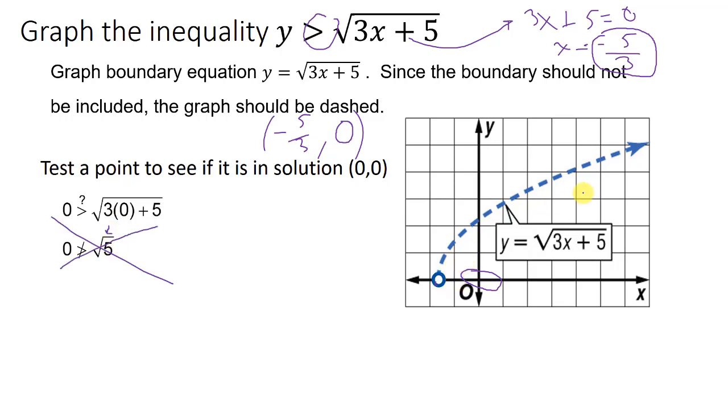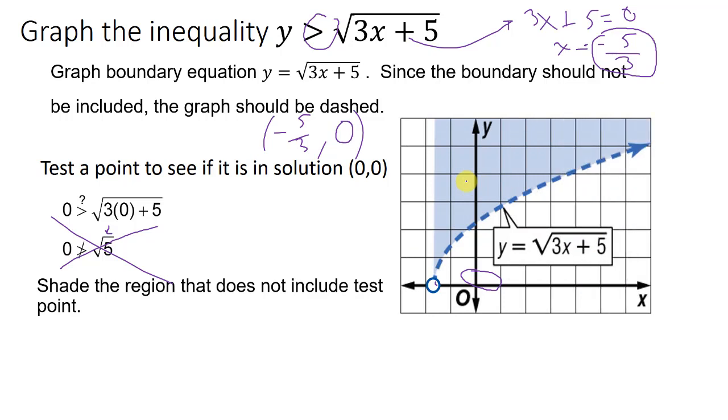What that means is, instead of shading this lower region, I'm going to shade the upper region. So we'll shade the region that does not include the test point. Now notice, this region starts at -5/3 for x and goes to the right. It does not include anything to the left of it or below the boundary. And so the blue area is the solution to the inequality y greater than the square root of 3x plus 5.